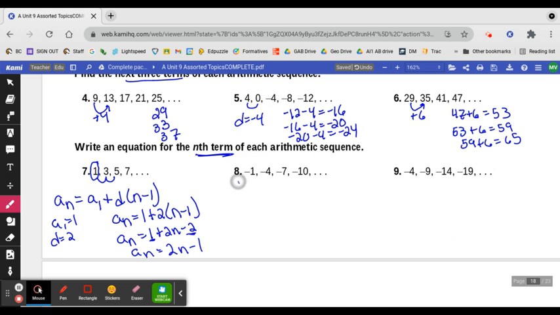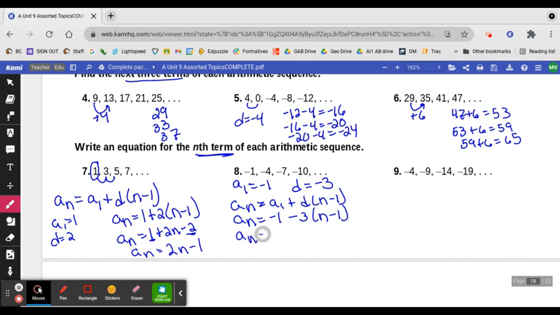Number 8, a sub 1 equals negative 1, and my d is subtracting 3, so negative 3. So a sub n equals a sub 1 plus d times parentheses n minus 1. I substitute in: a sub 1 is negative 1, minus 3 times parentheses n minus 1. I simplify by distributing, so I get negative 1 minus 3n plus 3. Combine like terms, and a sub n equals negative 3n plus 2.